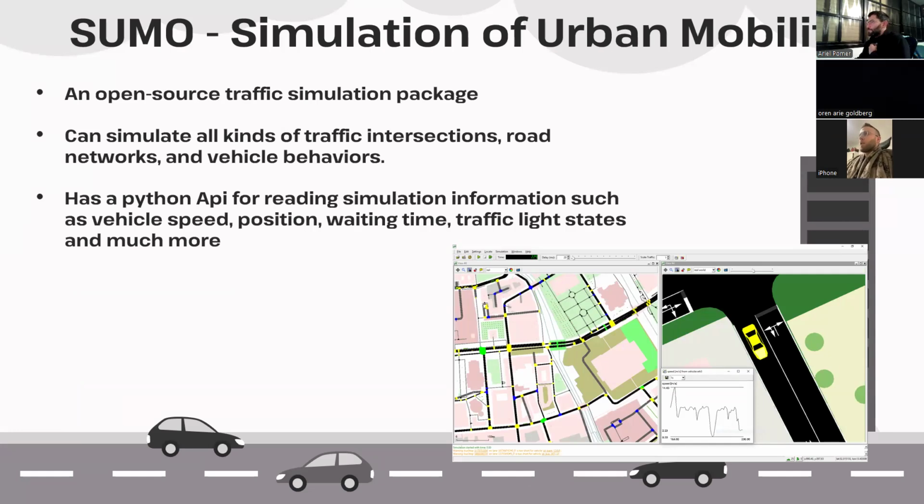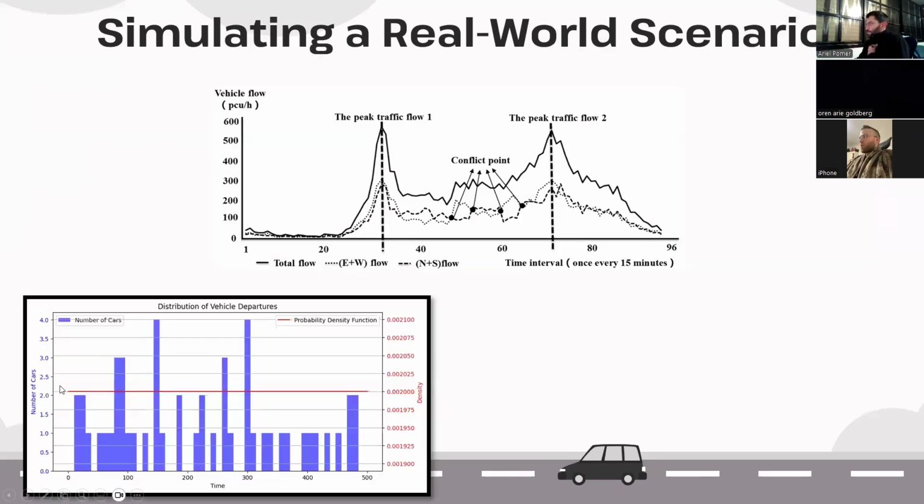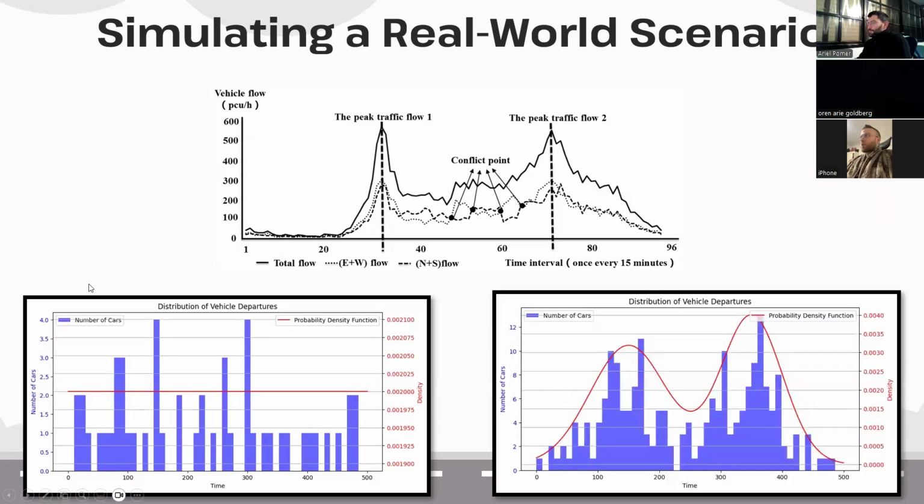First of all, we needed a traffic simulation. We found Sumo. Sumo allows to simulate all kinds of intersections with different traffic flows, and above all, it allows us to extract all of the necessary information needed for our model. We wanted to train our model on real-world scenarios, so we used a light traffic scenario and a more busy traffic intersection, as you can see from the distribution graphs.